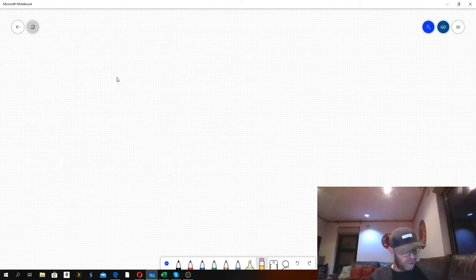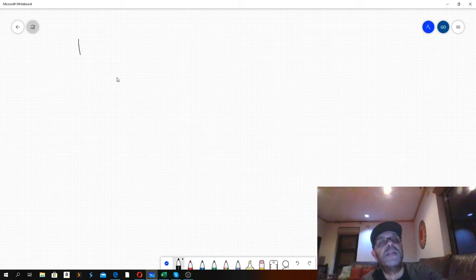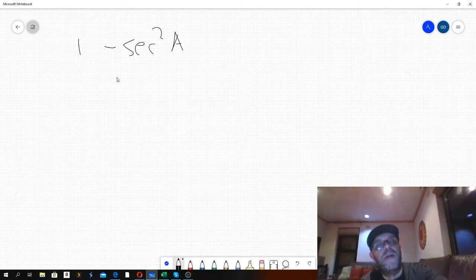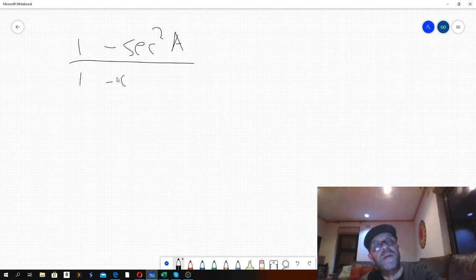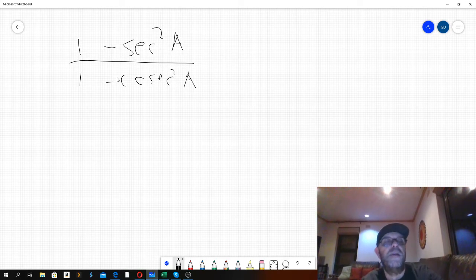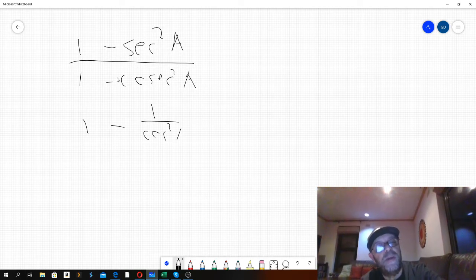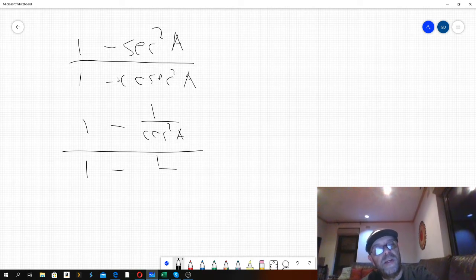So number 2 says we must simplify the expressions. We're starting off with 1 minus sec squared A, and then we've got that over 1 minus cosec squared A. Alright, so sec squared is 1 over cos squared, so we'll write 1 minus 1 over cos squared A. And cosec squared is 1 over sine squared, so we'll write 1 minus 1 over sine squared A.